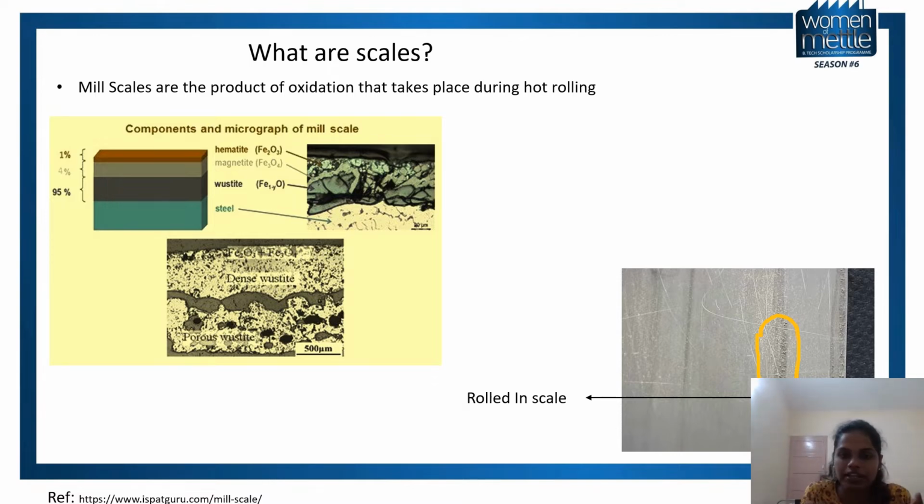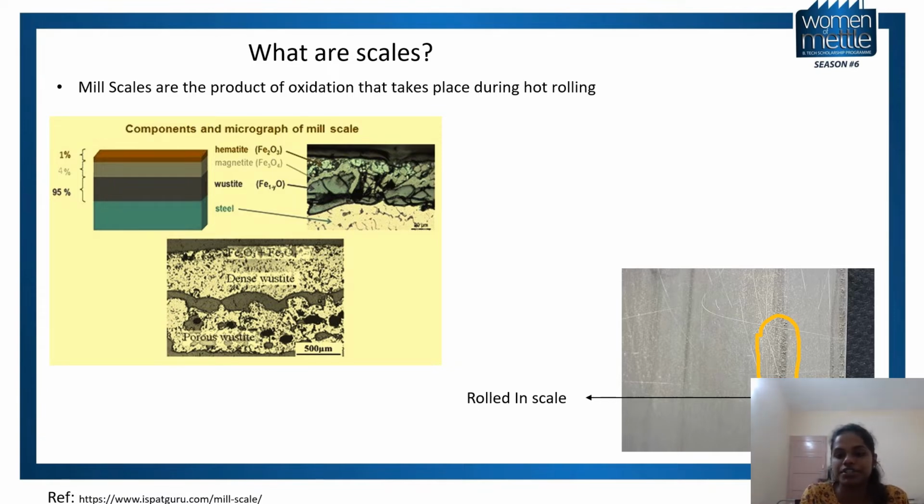To have a broader idea about the steel, we have different layers of scale, the different oxide layers that form. The innermost layer is usually wustite, followed by magnetite, and followed by hematite. The inner layer has a composition of FeO, and that is the thickest part that includes 95% of the scale. Followed by it, we have magnetite, that is Fe3O4, that includes 4% of the scale. And then we have the hematite layer, that is Fe2O3, that involves 1% of the scale.